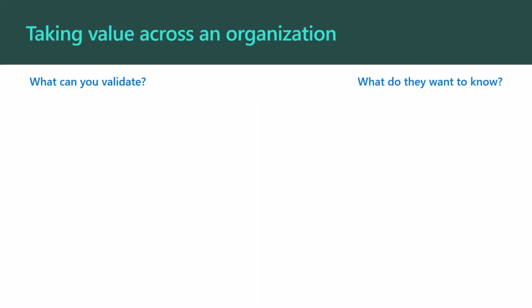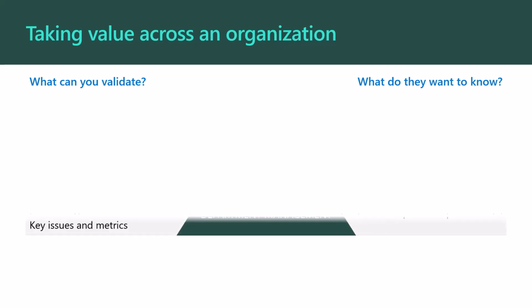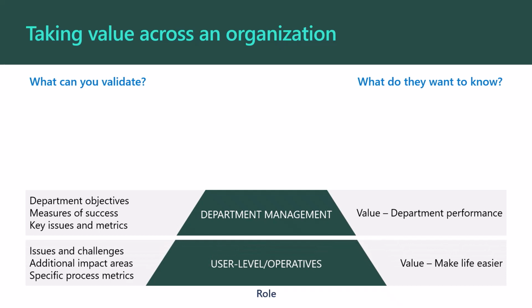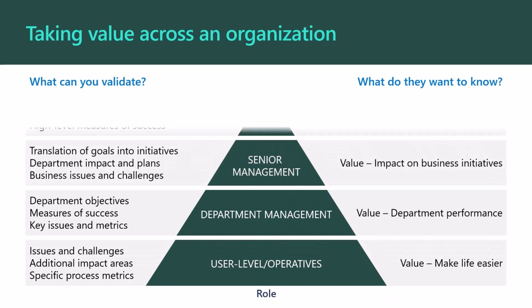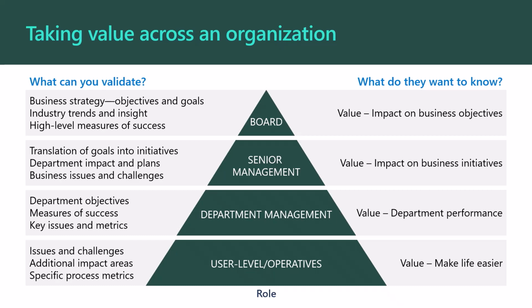So when we think about taking value across an organization, it's important to really try to elevate the value conversation, right? So when we look at this pyramid here, we really want to elevate the value conversation in terms of if the innovation or the AI that the customer is interested in is described as, well, it's going to save our people 10 minutes a day, so they don't have to enter in this information.